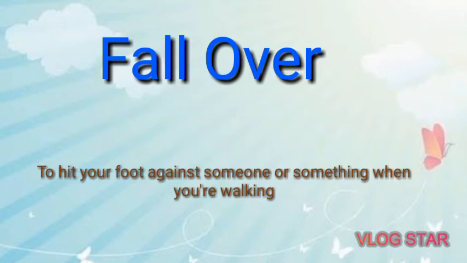So you can say, for example, I rushed for the door and fell over the cat in the hallway. So the doorbell rings and I just suddenly stopped working and I just rushed for the door and I fell over the cat in the hallway. So this is how you can say it.